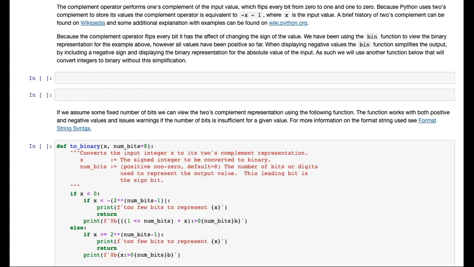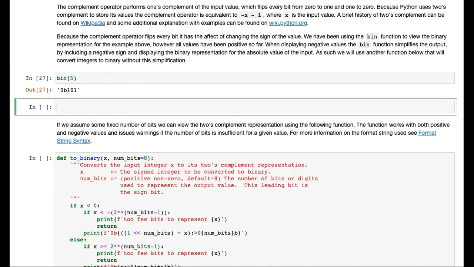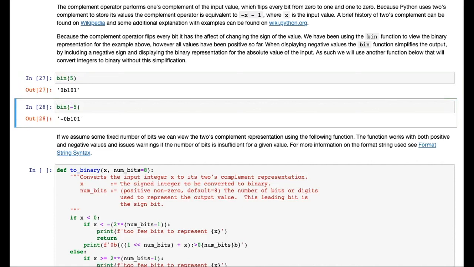Unfortunately, this means we can't use the bin function as we have in previous examples to display the bits for this. The bin function simplifies the output for negative numbers to make them more readable. So for example, if I write bin 5, we get 101. And if I were to do the same thing for -5, we still get 101, except that the output now includes the negative sign here at the beginning. The bin function is effectively giving us the sign of the value followed by the binary pattern of the absolute value of the input. This is not actually how it's stored internally.